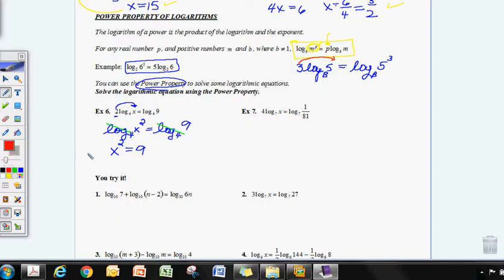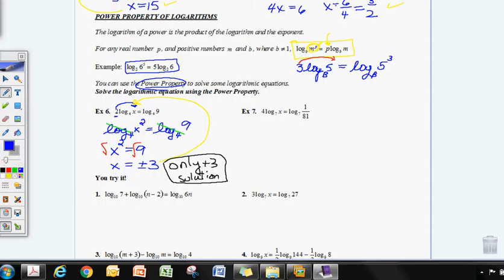And you guys know that you just have to take a square root of each side, and I am going to get x equals plus and minus, don't forget that, 3. But now, when you do your check, does negative 3 work? Nope. Only positive 3 is a solution. Okay, you guys need to make sure that you're checking your work.